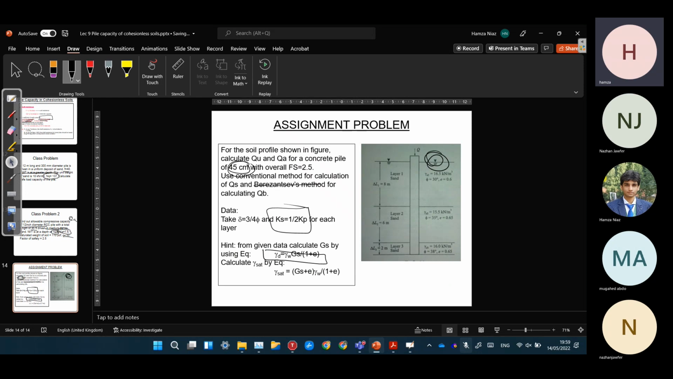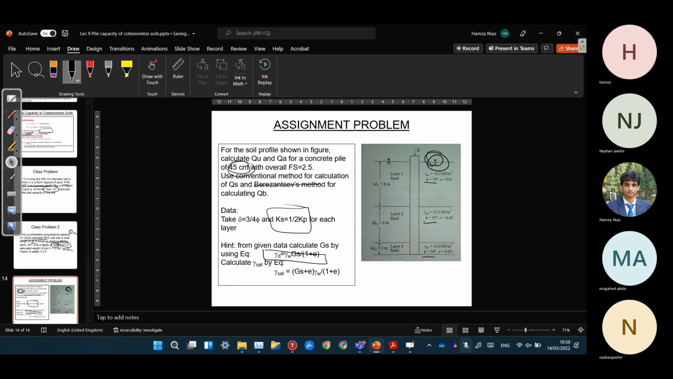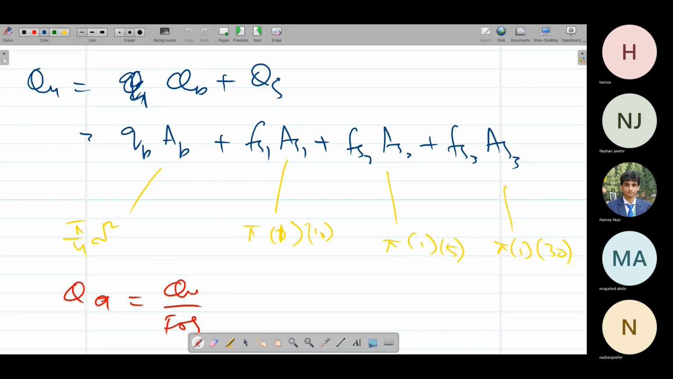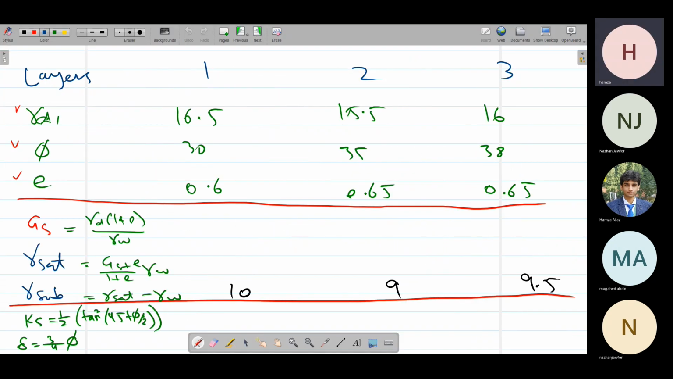So which phi value should we use? Should we use 30? Should we use 35? Should we use 38? We have three different values of phi. What value should we use for base? Any ideas?